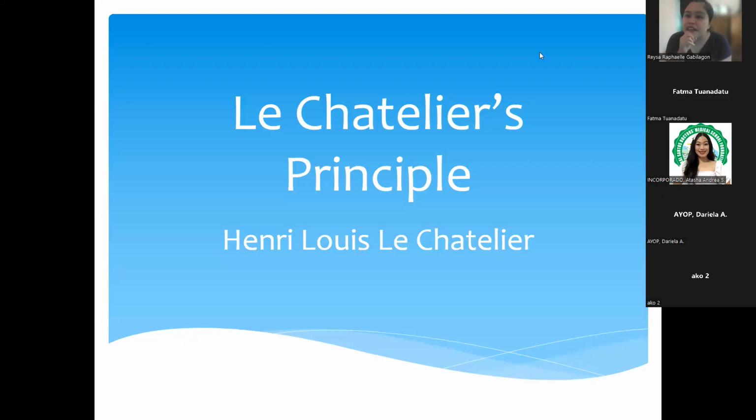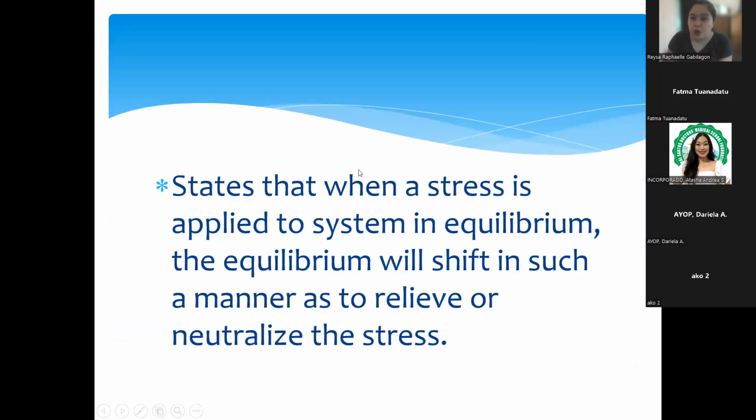Okay, so this morning class, we will be discussing Le Chatelier's principle. This is a principle in chemistry developed by Henry Louis Le Chatelier. So, we'll get to know this one step by step, kasi medyo confusing yung kanyang principle. Okay?